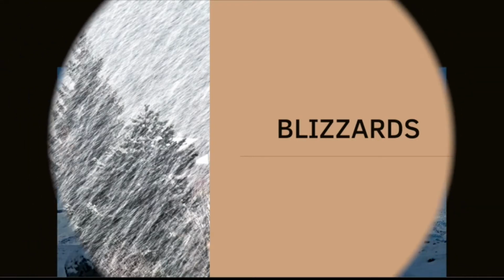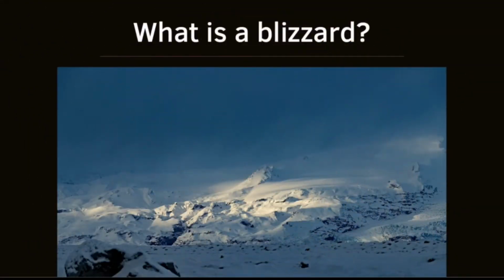It's time to talk about blizzards. Now, what is a blizzard? Well, if you haven't noticed already, it probably has something to do with the cold weather. A blizzard is actually a serious winter storm. They have very strong winds that make it hard to see. Like you can't see through a blizzard. The temperature drops and makes it very, very cold. And there can be huge amounts of snowfall. So blizzards can be very dangerous.